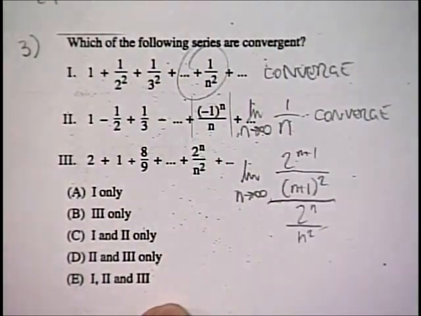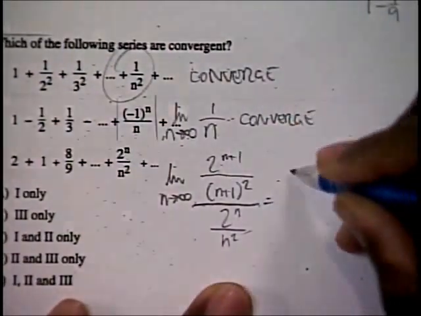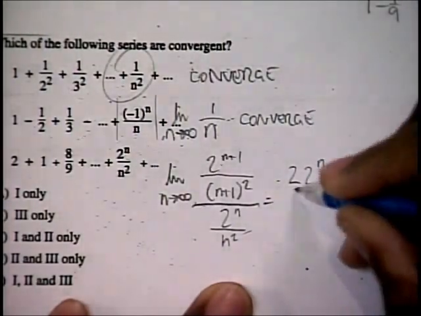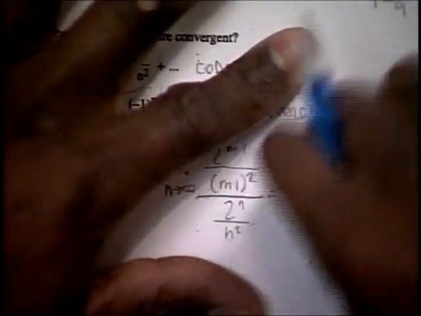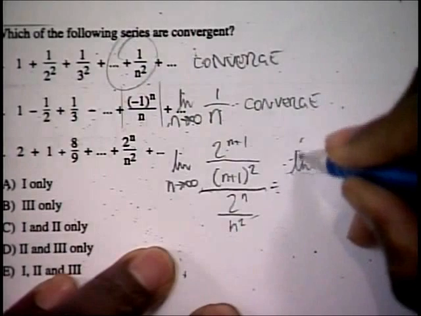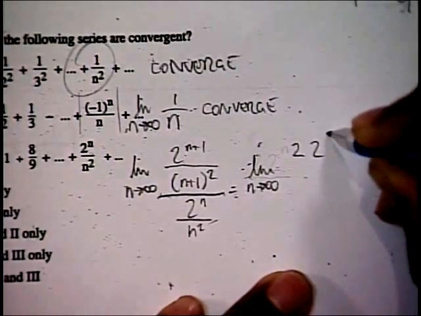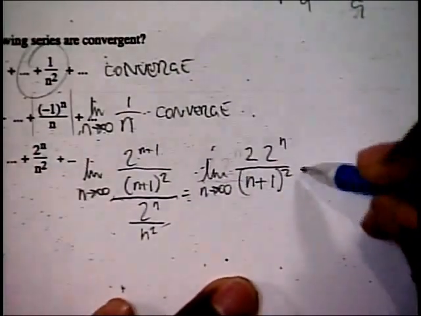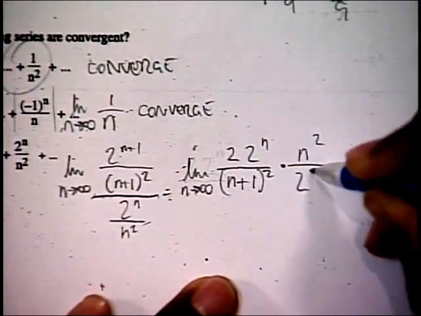2 to the n plus 1 is the same thing as 2 times 2 to the n. Oh, I'm sorry, this is a limit, so I forgot to put the limit there. Sorry about that. So what we have is the limit as n approaches infinity of 2 times 2 to the n over n plus 1 squared. Let's multiply that by the reciprocal, which is n squared over 2 to the n. Now there's cancellation here and here. Let's pull out that 2.